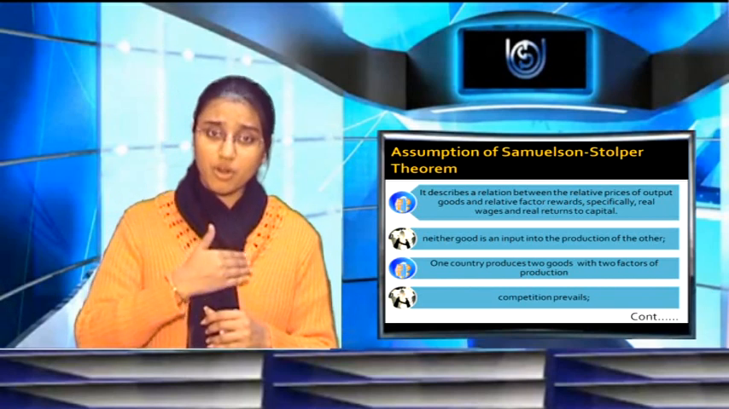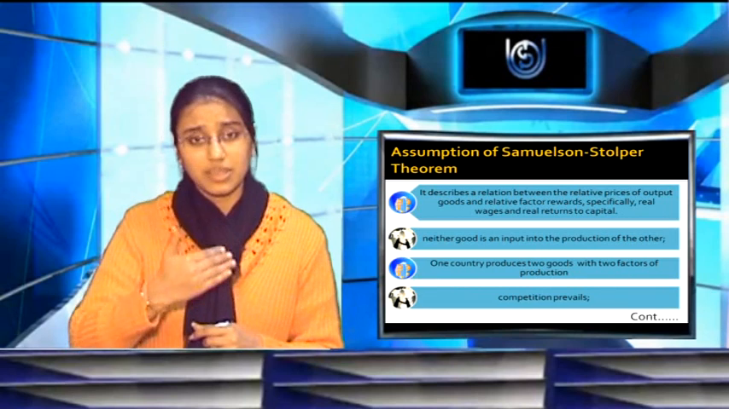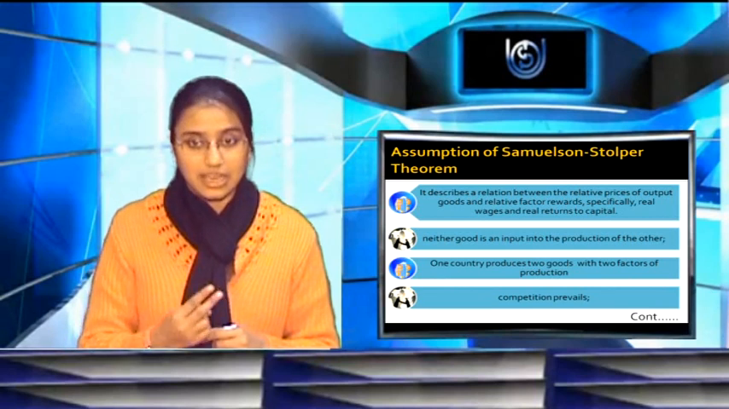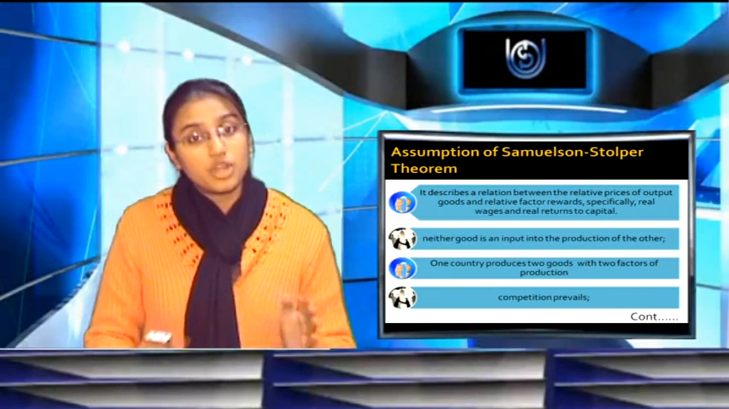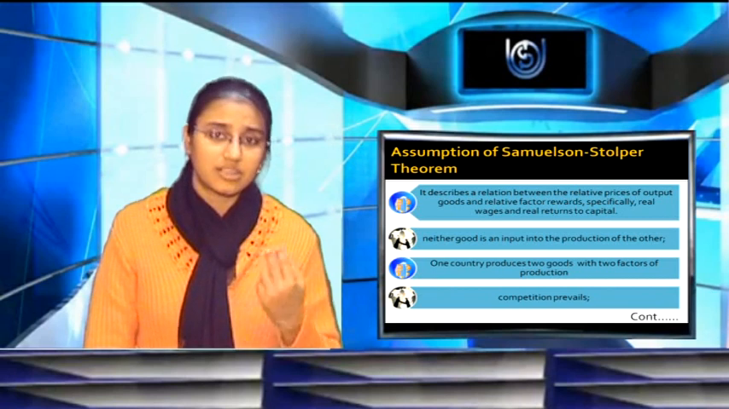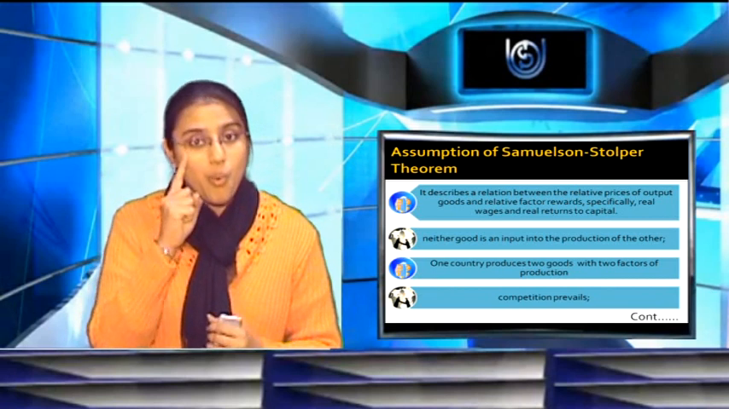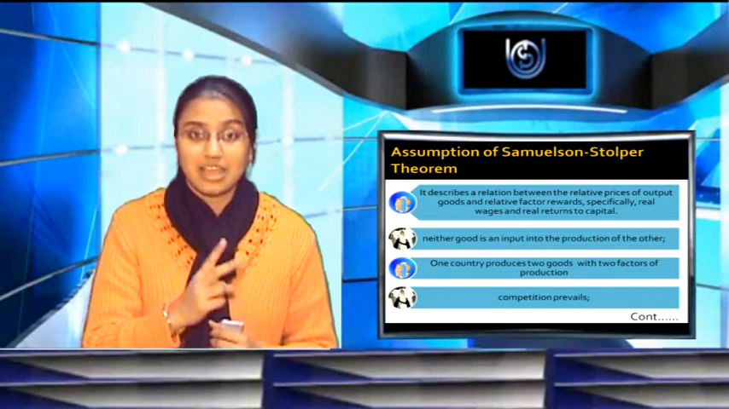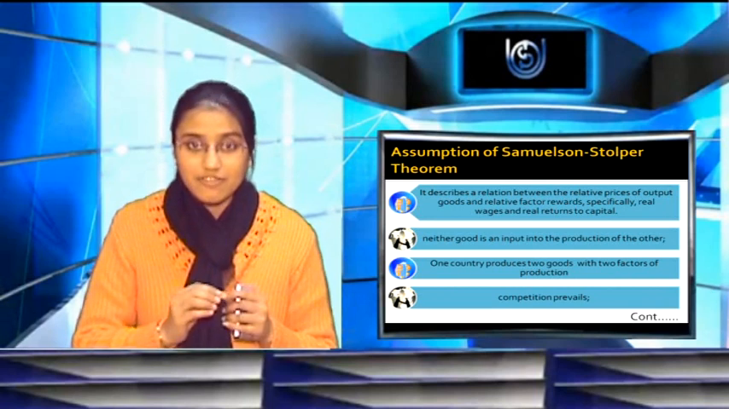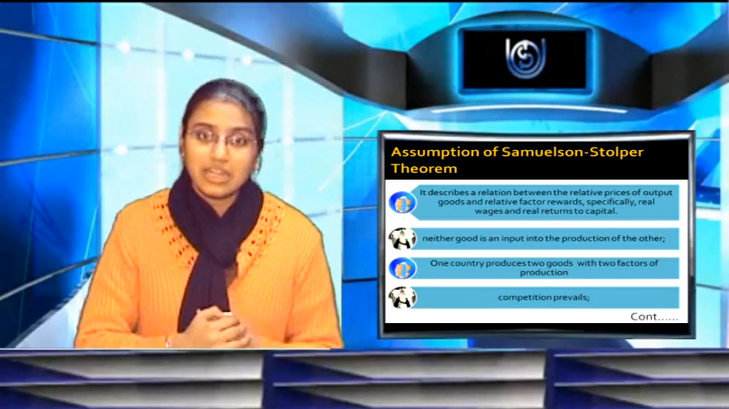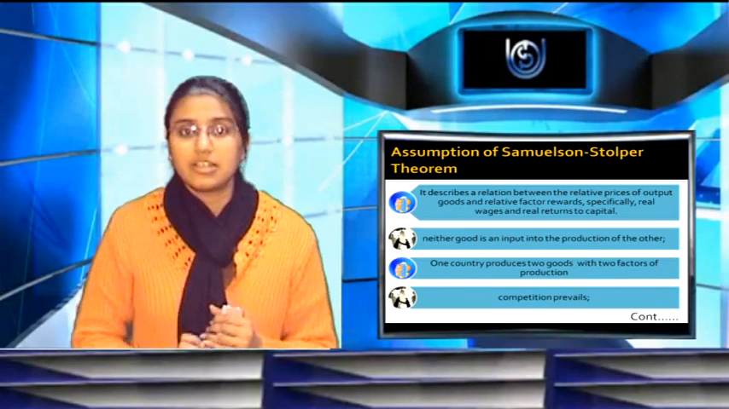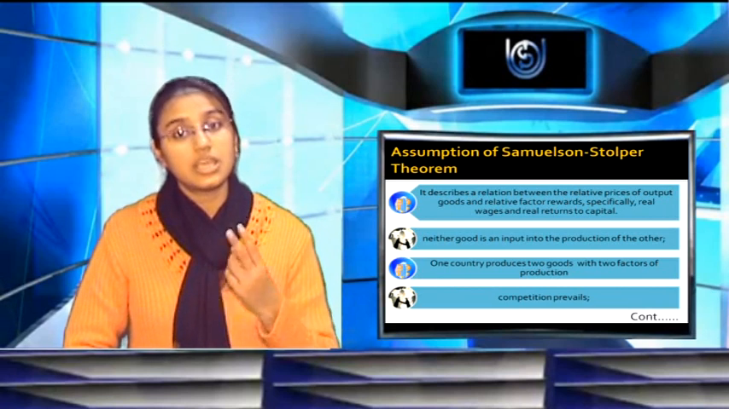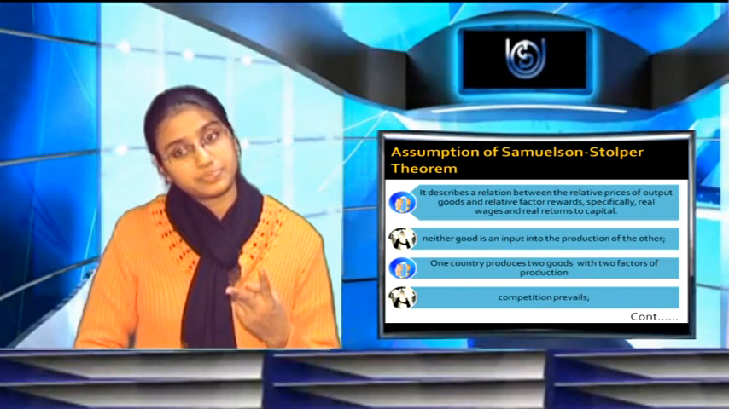That means whatever the product is going to be produced, that's going to be a final product for that particular country. So that's the second assumption. Third, one country produces two goods with two factors of production. That means one country has labor intensity and capital intensity also. So that comes into the third assumption, which deals with the two goods.